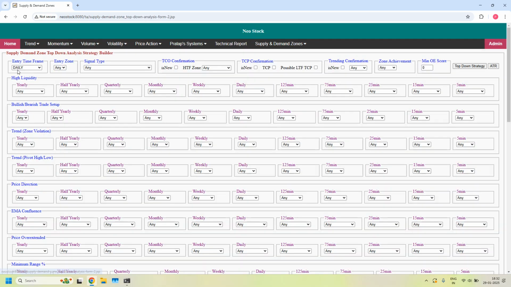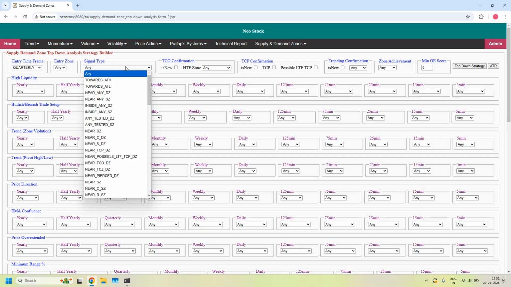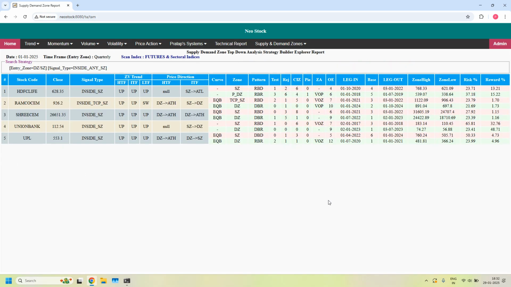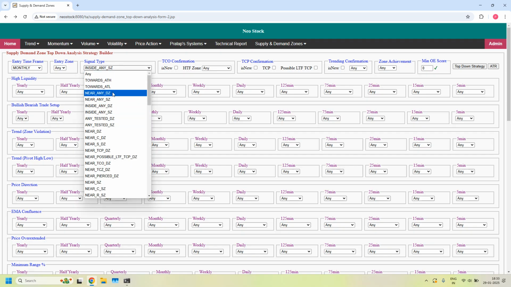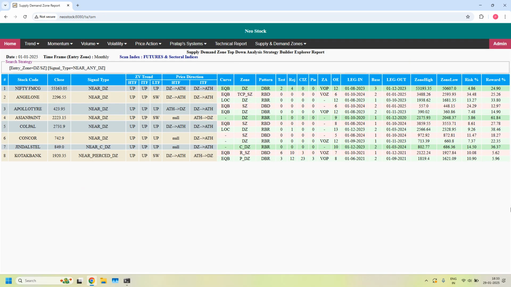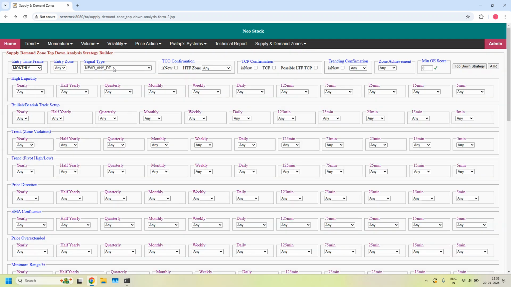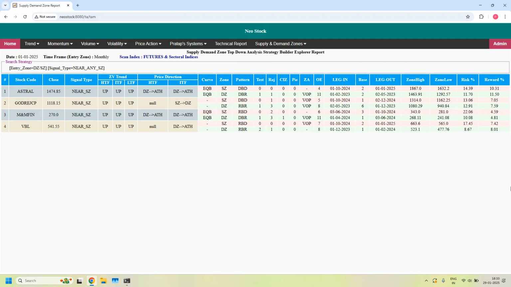Okay, next quarterly time frame. Price closed inside the quarterly supply zone. We got 5 stocks. Okay, next time frame is monthly. Stocks near monthly demand zone. We got 8 stocks. Next, monthly time frame. Stocks near monthly supply zone. We got 4 stocks.